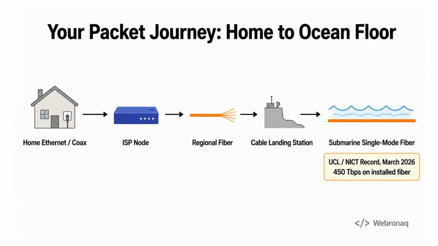It starts on your Ethernet or coax cable, travels to your ISP, then moves onto regional fiber, reaches a cable landing station at the coast, and drops onto the ocean floor as a submarine single-mode fiber cable. The scale difference between each stage is enormous.